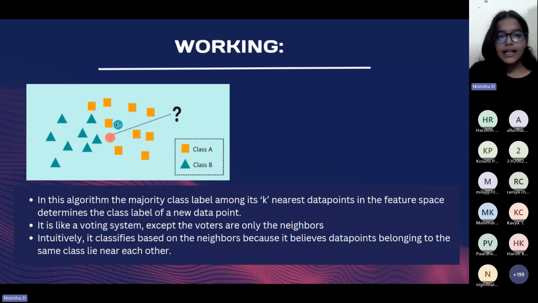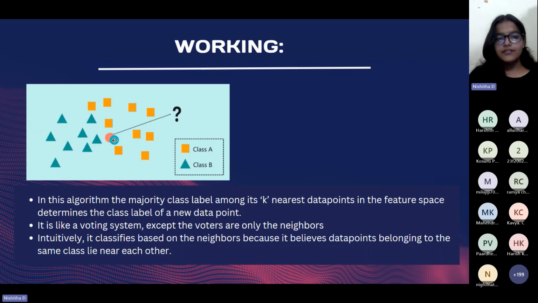So let's consider K as 3. It'll consider the 3 nearest data points, that's 2 squares and 1 triangle, and based on that, predict the class of the circle. Okay, so you can see there are 2 squares and 1 triangle. Clearly, the majority is the square. So it will predict this circle to lie in the squares class or class A. Okay, so that's the algorithm. So it basically chooses the majority class.